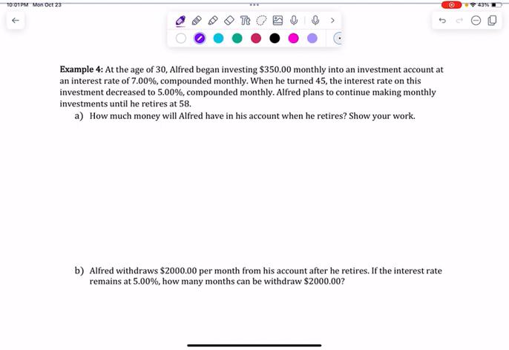Show your work. Okay, one of the very, very important things that I should be and you should be recognizing when we're reading this question is, first of all, I'm going to be using TVM.